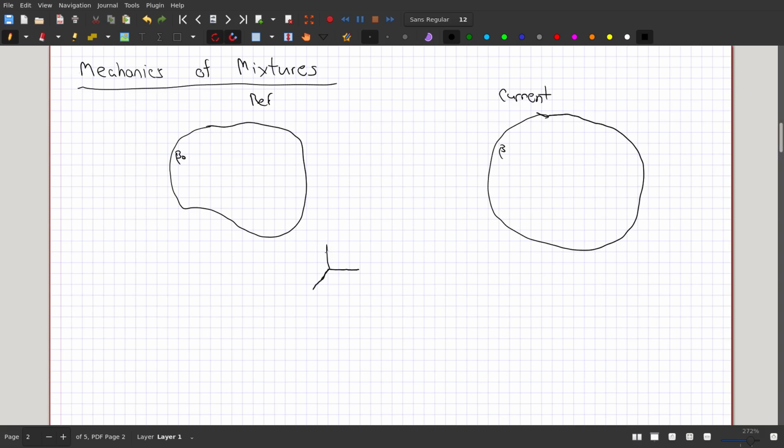We have an inertial reference frame, and I'm going to start by drawing the current configuration. So actually, I'll start in the reference configuration. Here, we're going to assume that we have a mixture of two species. What I'm presenting holds for n species, right? But just to make things simple and clear, we're going to talk about two species or components of the mixture.